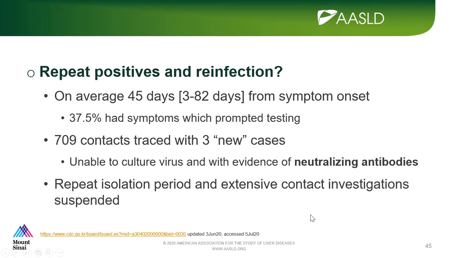They did massive contact tracings, and they found what they thought were 3 new cases from all of those. I think it was over 280 individuals, and they were unable to culture viable virus, and they had evidence of neutralizing antibodies. So the whole country made the decision that patients should not be re-isolated, and these extensive contact investigations, which were very resource intensive, could be suspended.